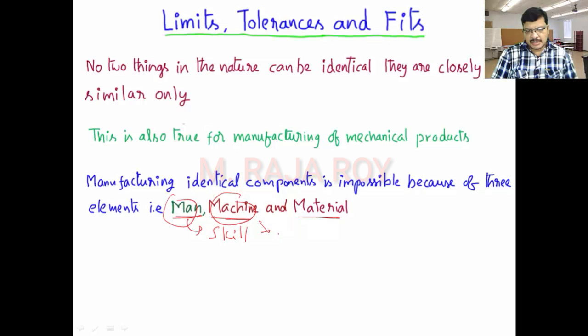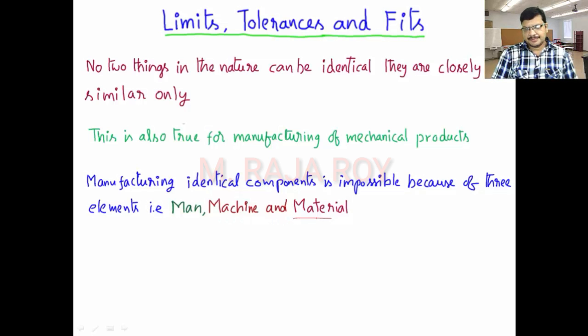Then coming to the machine, efficiency will decrease as the life increases. So the new machine will give, suppose, 90% efficiency. After 5 years it may give only 80% efficiency. If you are using the same machine over a period of 10 years, automatically the efficiency will change, then automatically the quality it is giving will differ from time to time. Even from today to tomorrow the quality will vary. So because of the machine also we will get some difference in dimensions.